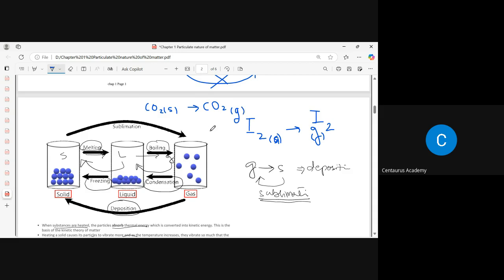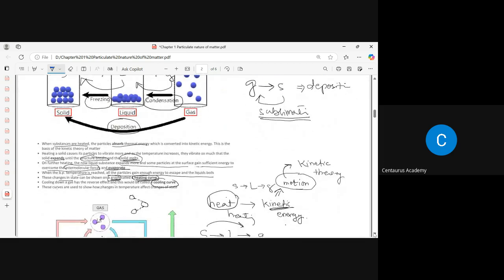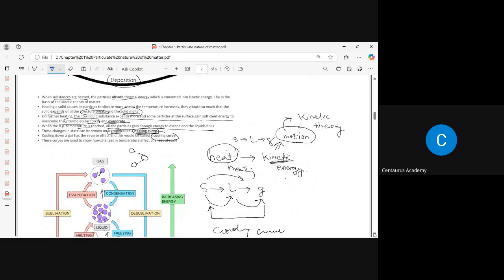Okay. Similarly, camphor balls. They're white colored balls, so that is also camphor. It converts into gaseous vapors without any liquid phase in between. Okay, so these are certain examples of sublimation.